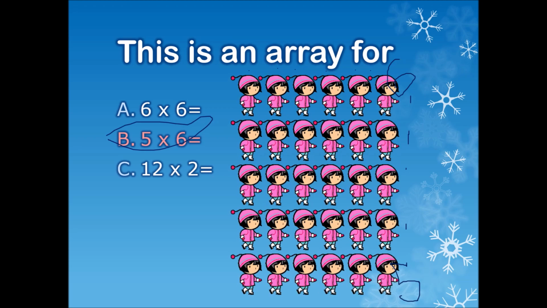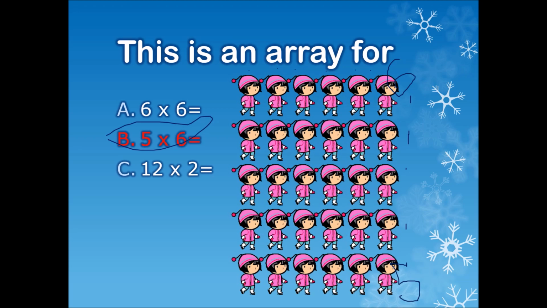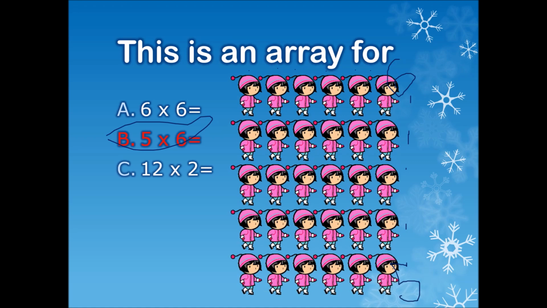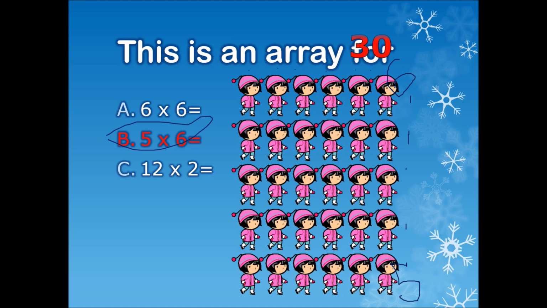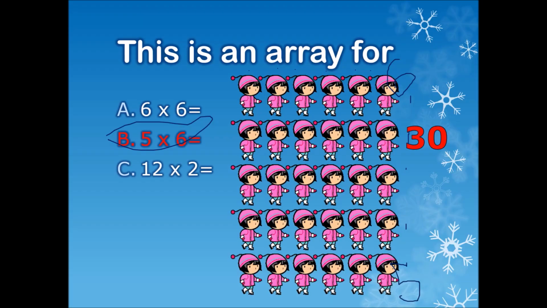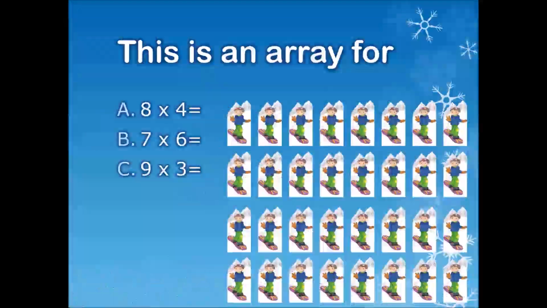That's like counting by 5, 6 times. My answer would be 5, 10, 15, 20, 25, 30. Did you get that correct? Right, this is an array for A, 8 times 4, B, 7 times 6, or C, 9 times 3. Try to solve that now.